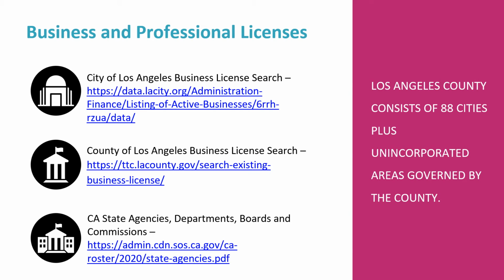Many companies and individuals have license registration requirements with California state agencies, departments, boards, and commissions. Check with the appropriate government entity to verify a license. A complete list can be found at the California roster on the California Secretary of State website. See the link on this slide. Examples of individuals who must be licensed are attorneys, doctors, dentists, and beauticians.